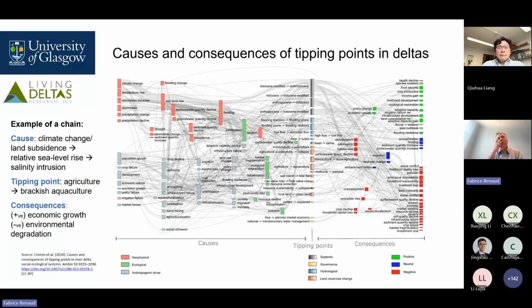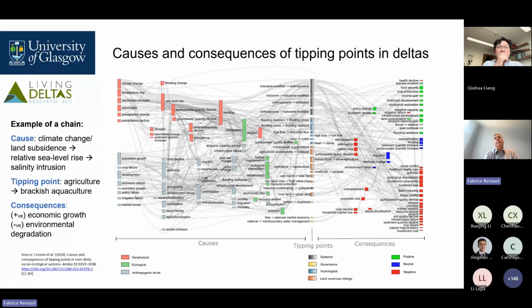Just to give you a simple illustration of what a tipping point can look like, perhaps in a non-catastrophic manner, you could have climate change, and therefore sea level rise, combined with land subsidence, which leads to relative sea level rise that increases salinity intrusion into a coastal area or a delta. The tipping point here can be a shift from freshwater agriculture to brackish aquaculture. And this shift has many consequences on the ecology. You have a freshwater system, and then you're transferred to a brackish water system. But in terms of social and economic differences also, there are huge shifts.